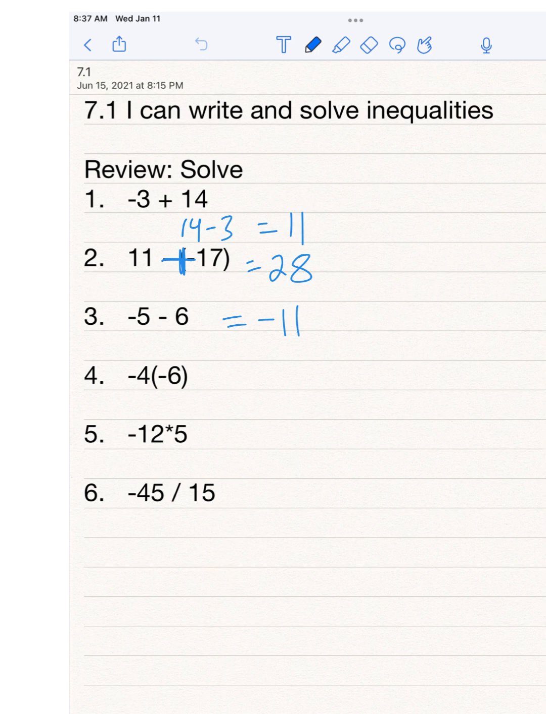A negative times a negative will cancel out. 4 times 6 is 24. -12 times 5 is -60. And -45 divided by 15 is -3.